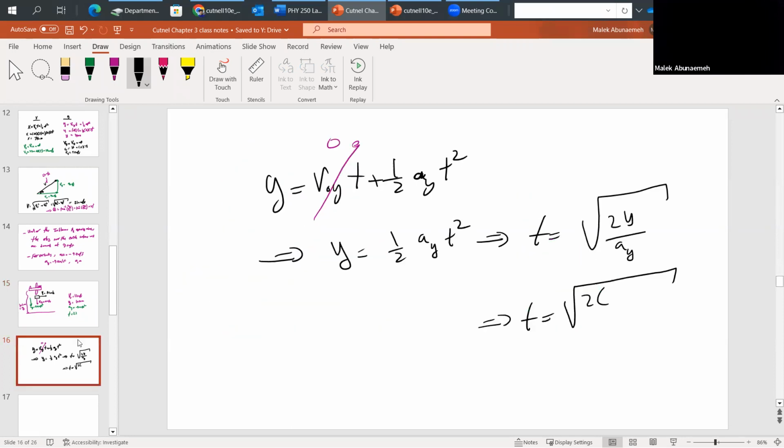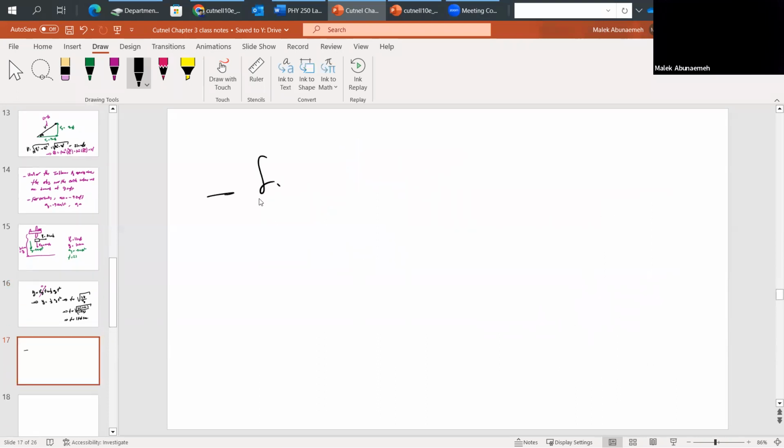Now your y is 1,050. That means you're going minus 1,050 in the negative y divided by minus 9.8 meters per second squared. Or you can say it's 1,050 divided by 9.8. The negatives will cancel out anyway, and you should get 14.6 seconds. So the time for the package to drop to the floor is 14.6 seconds.